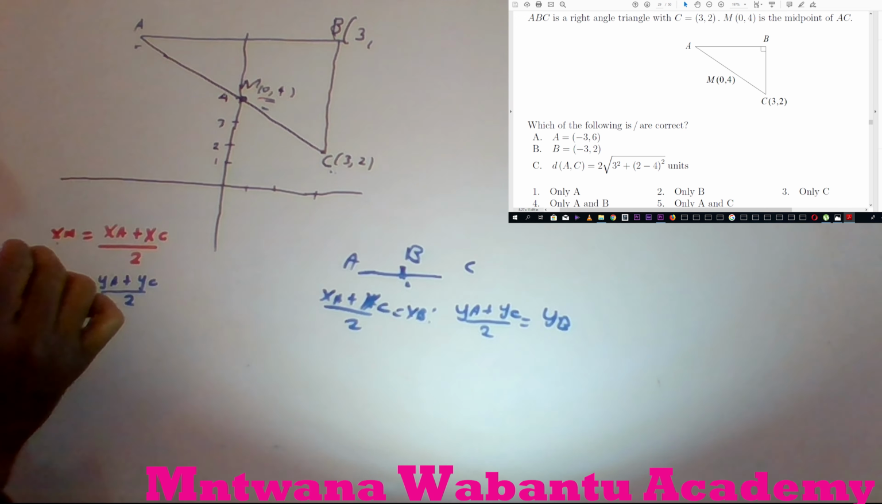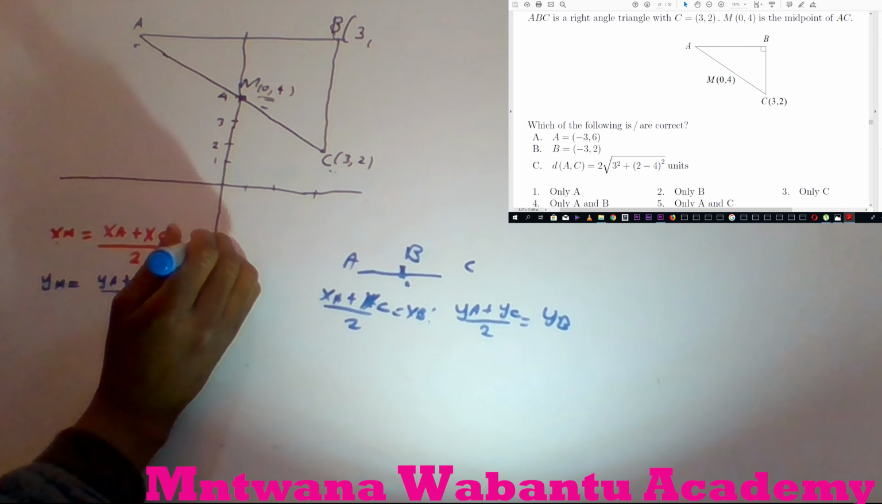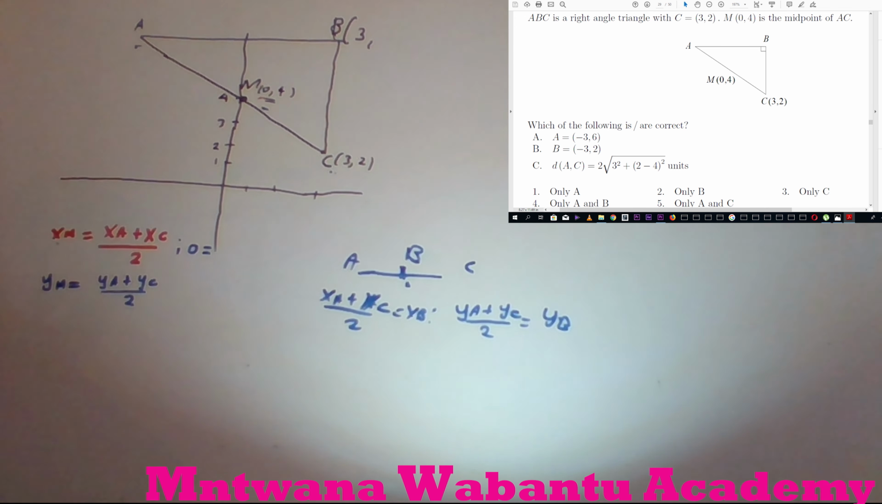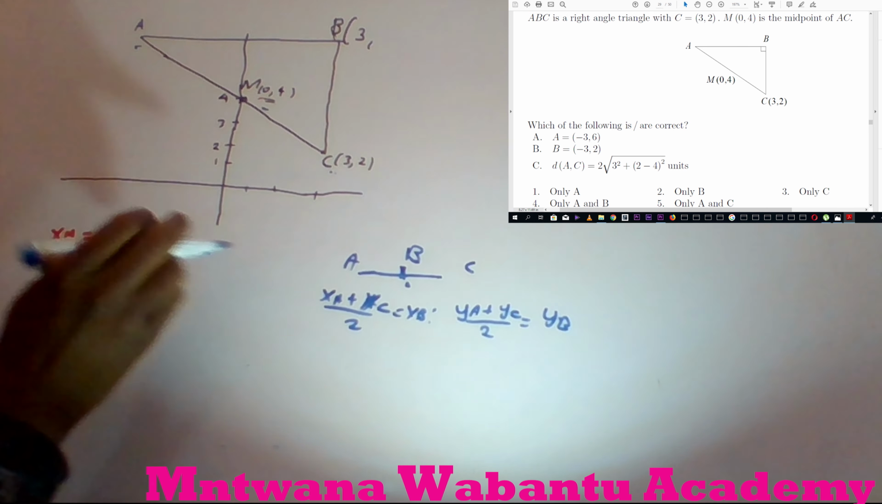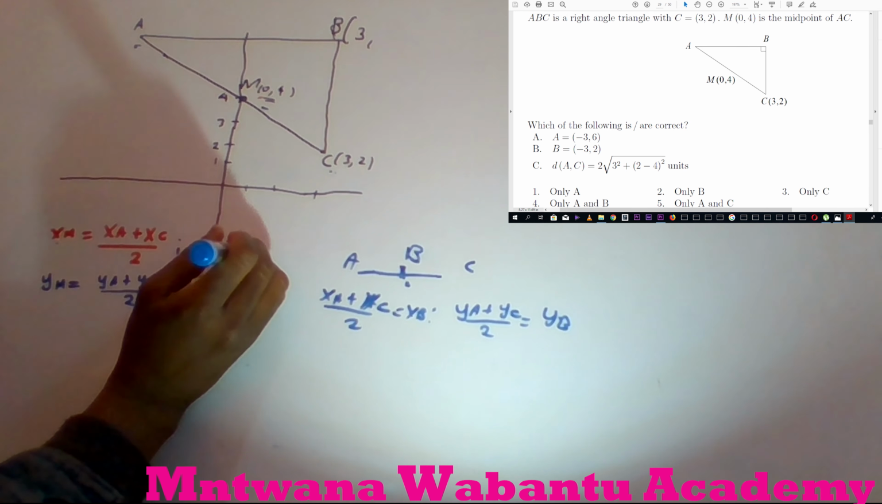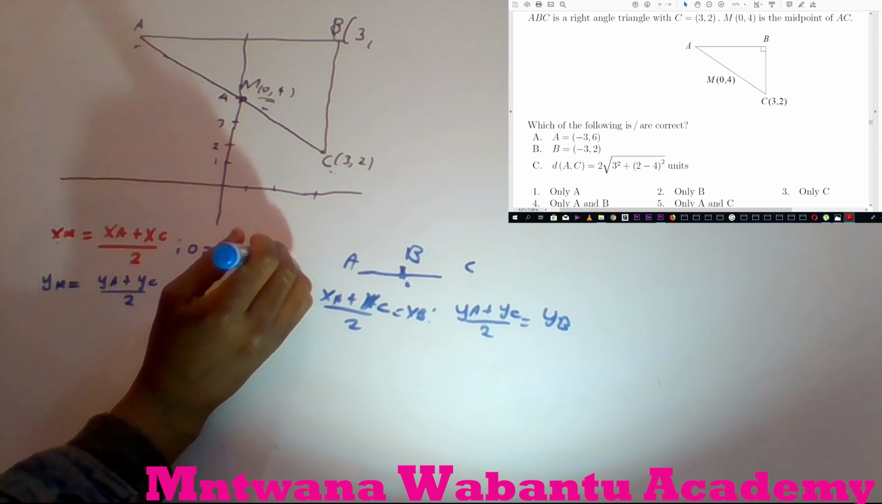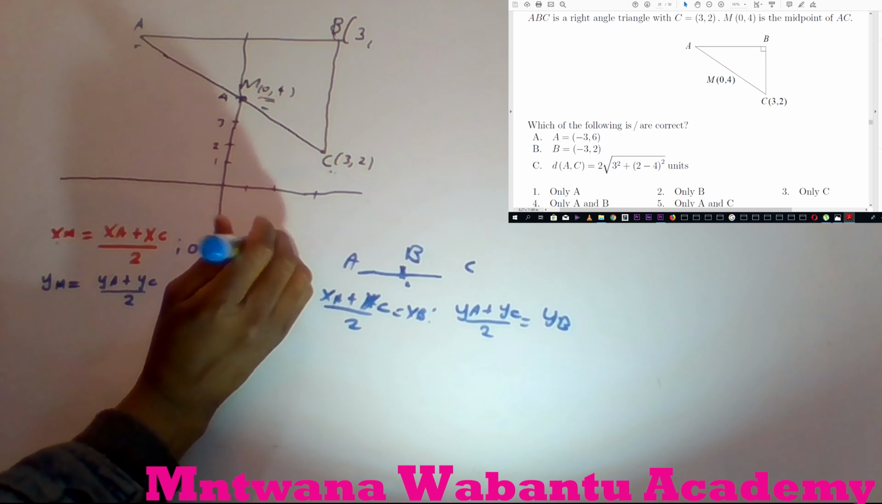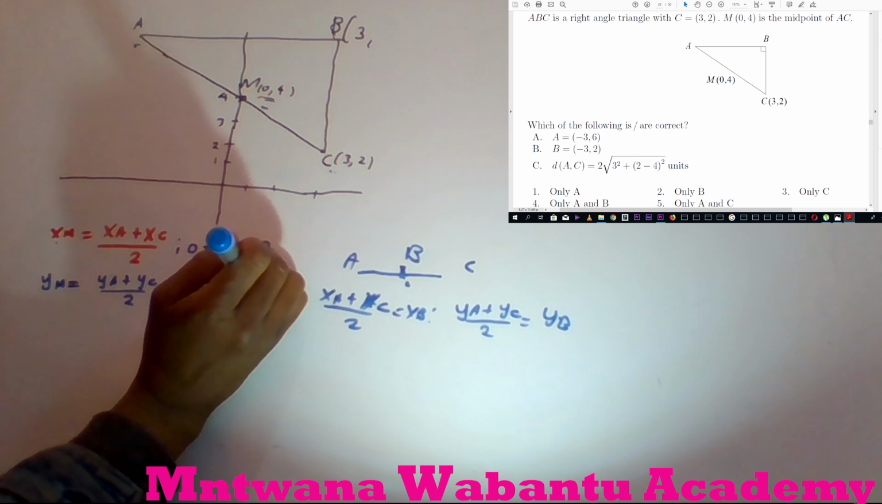So for this case here, we're going to say 0 equals X at A. What is X at A? X at A we don't know, plus X at C. X of C we have, which equals 3. So we're going to say this equals 3, and then we divide by 2.